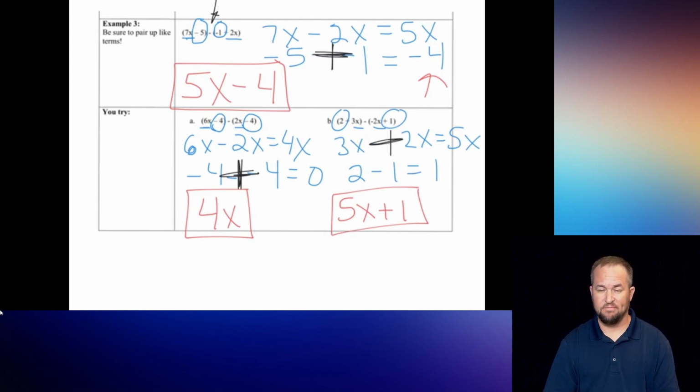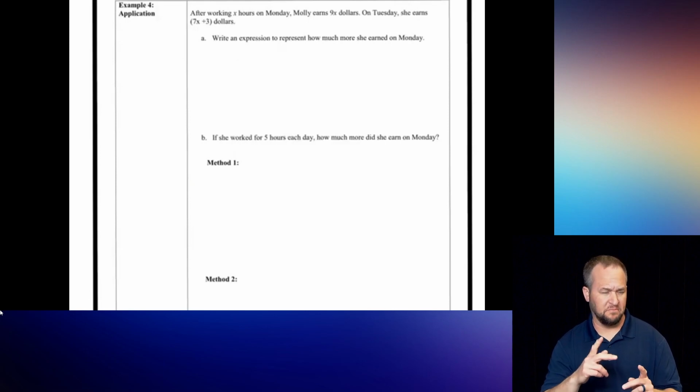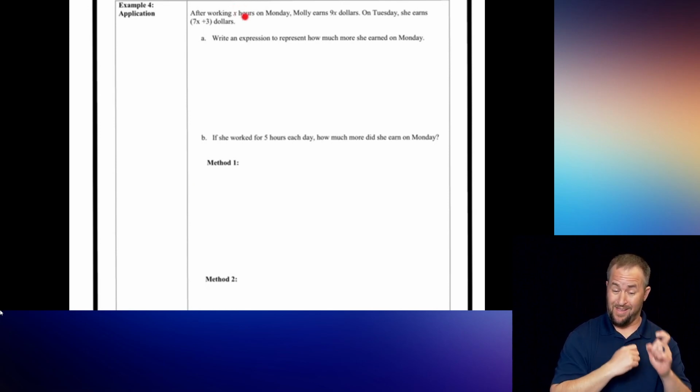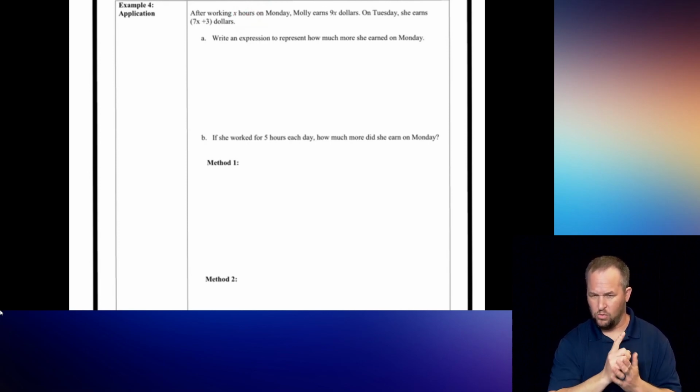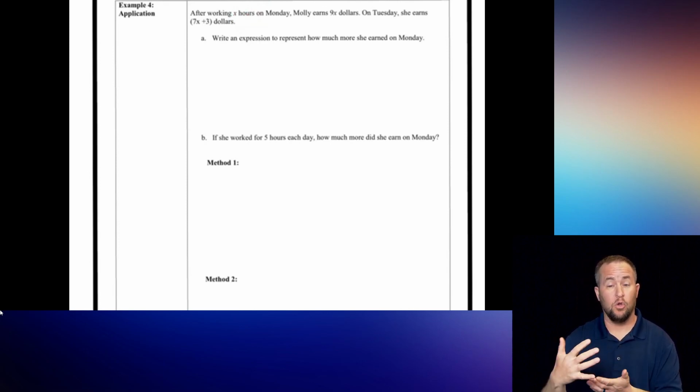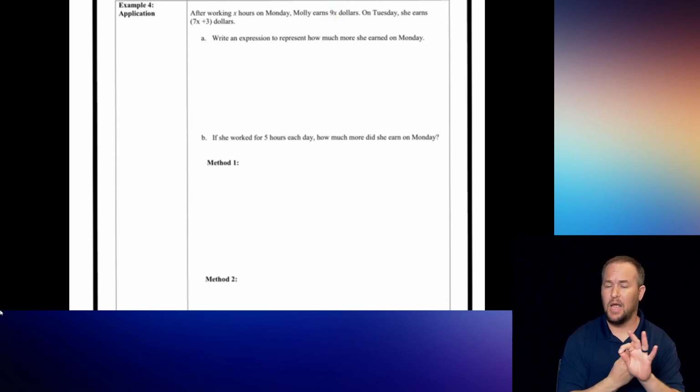We're going to wrap up by looking at an actual application, a real-life situation that would use some variables. After working X hours on Monday, the variable's already defined for us, X is representing hours, Molly earns $9X, which means she's going to multiply 9 times the number of hours she worked, and that's the amount of money she earned.